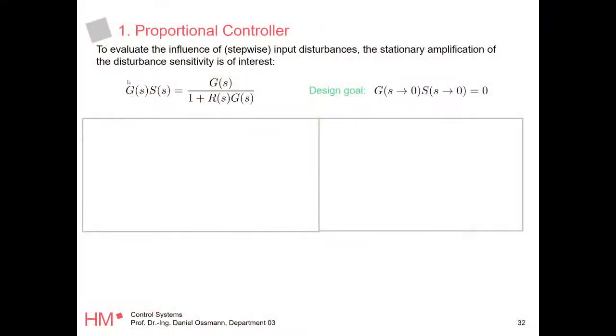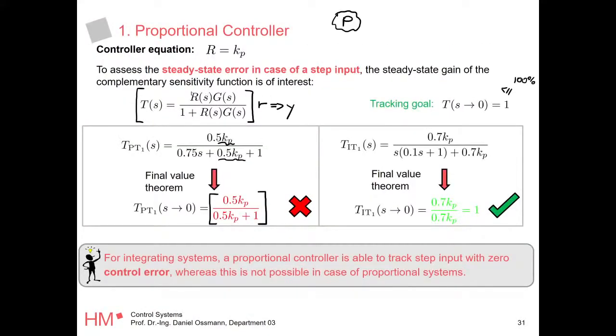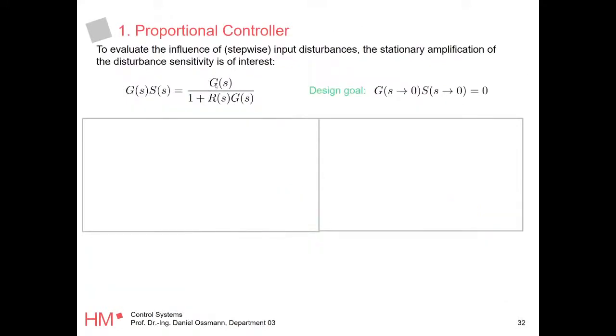So the disturbance sensitivity is this guy here. It's a little bit different. We don't have the controller here. If you compare that, the closed loop, the complementary sensitivity has the controller here, the disturbance sensitivity not. And our design goal is clearly in steady state, if we just wait long enough, right? So we let S go to 0, this guy should be 0, because our car should still drive 100 kilometers per hour.